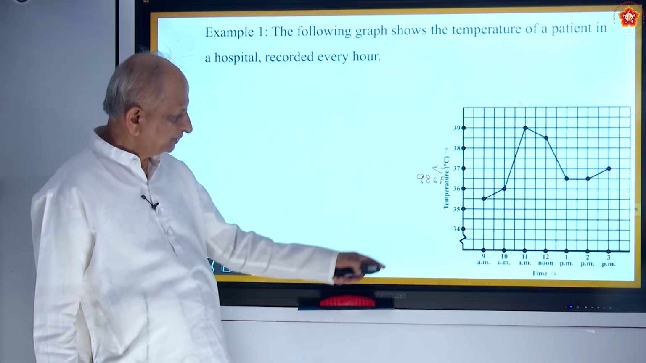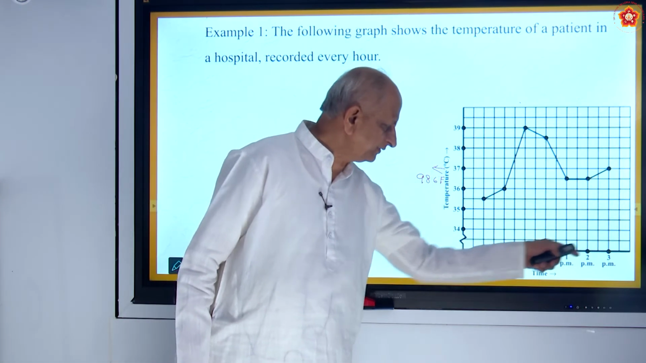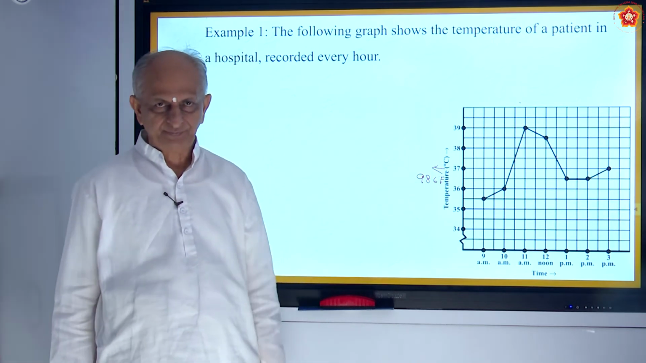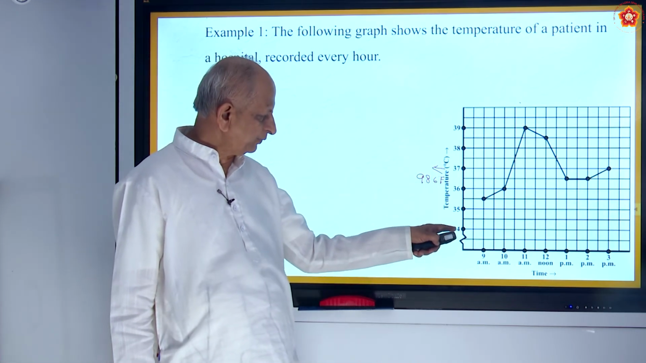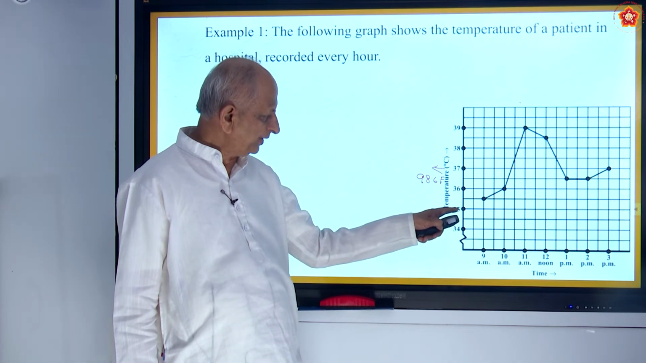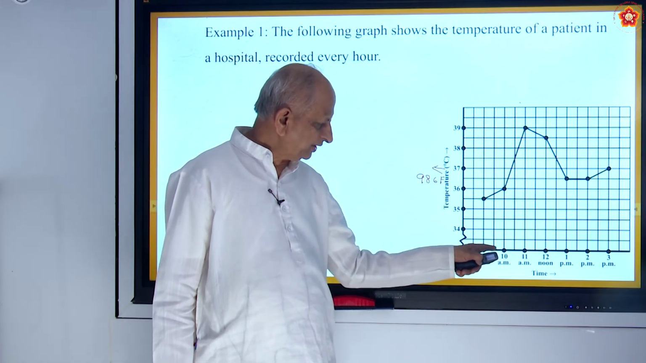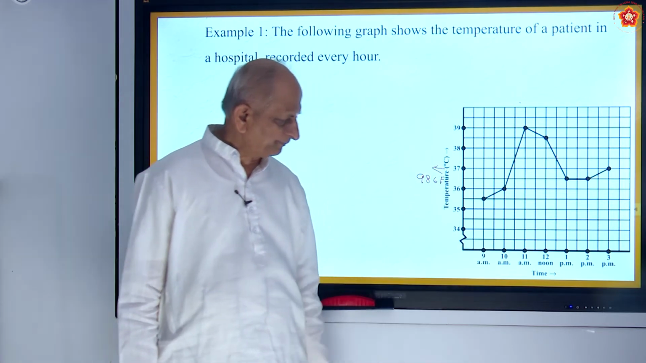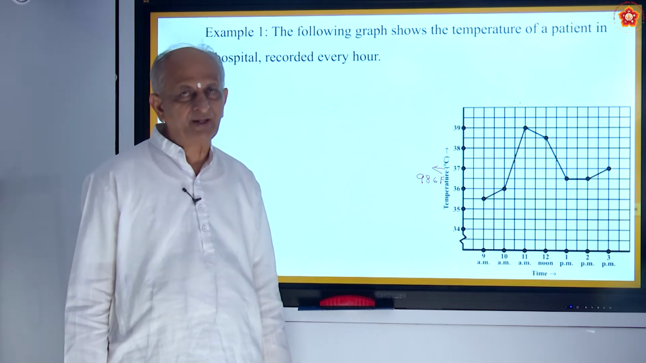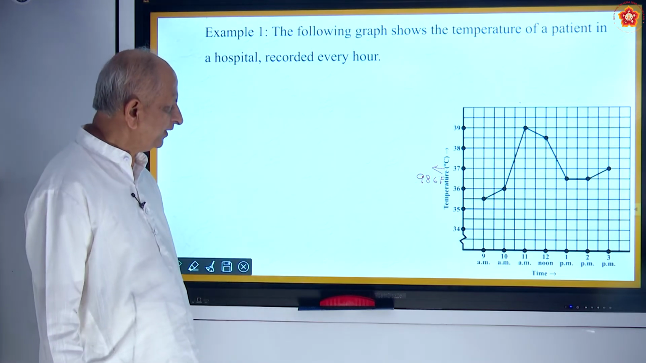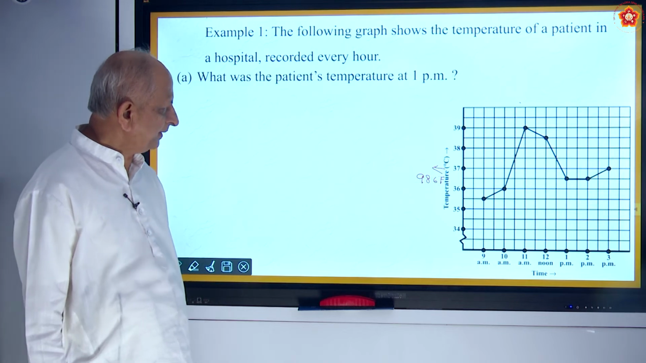Here you have to take time on the x-axis and temperature on the y-axis. On the y-axis, 1 centimeter is equal to 1 degree Celsius. On the x-axis, 1 centimeter is equal to 1 hour. So draw a rough figure now, then you can make it neat.